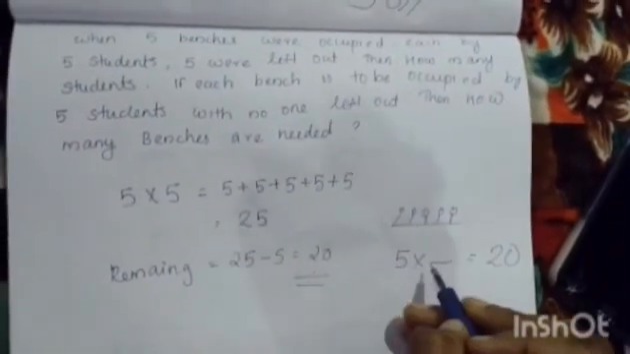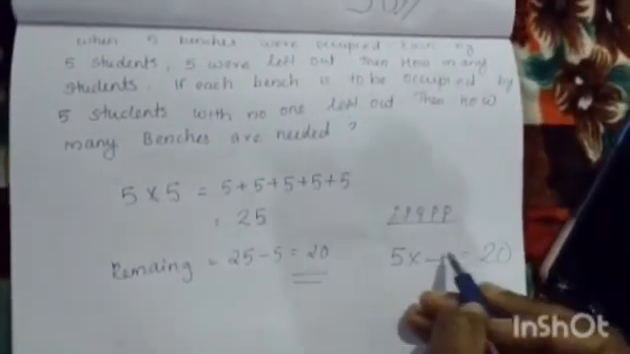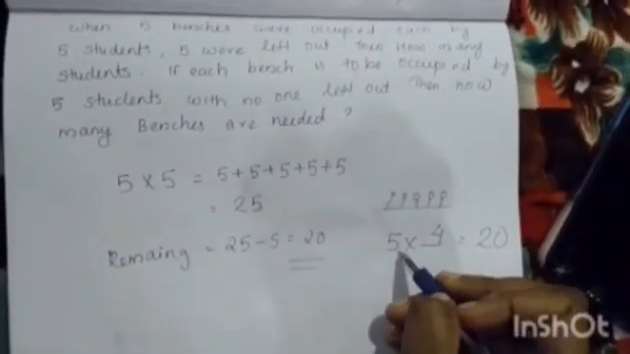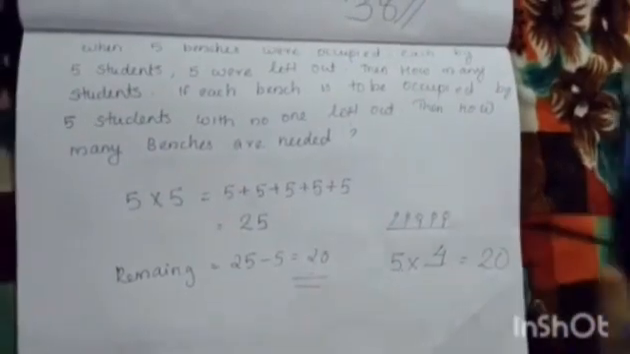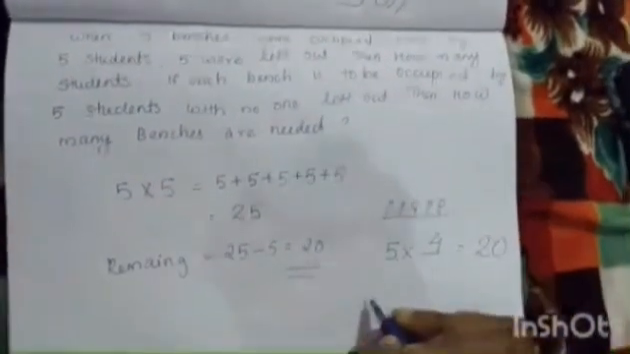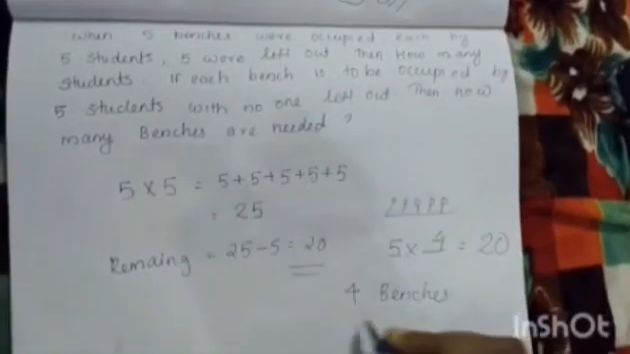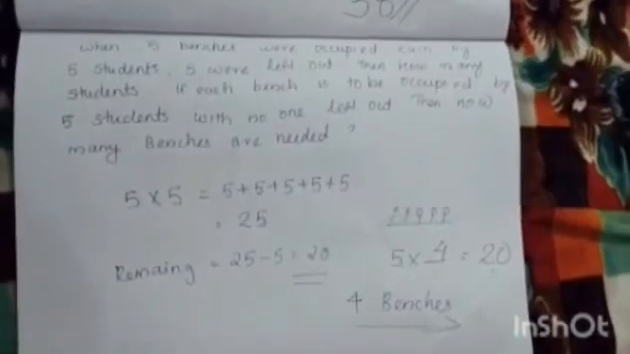Which number multiplied by 5 gives 20 as our result? Yes, it's 4. Or 5 added 4 times gives the result 20. So, 4 benches are needed for seating these 20 children. Clear?